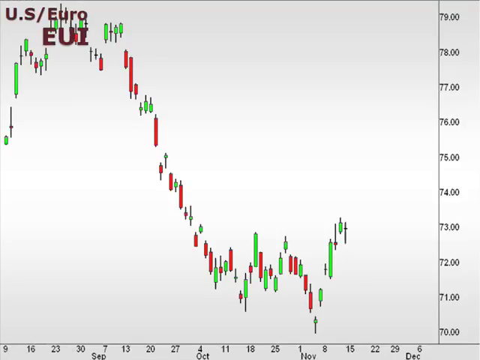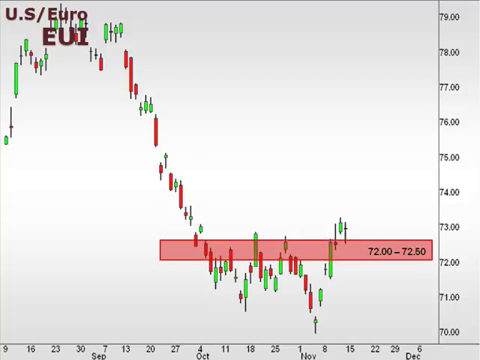Let's take a look at the EUI, the US dollar versus the euro. Well, the EUI broke resistance at 72.5 and managed to hold on despite some indecision last Friday. We would like to see some form of a continuation pattern this week to lend further credibility to a push towards 74.5, 75.5 as the next upside target.